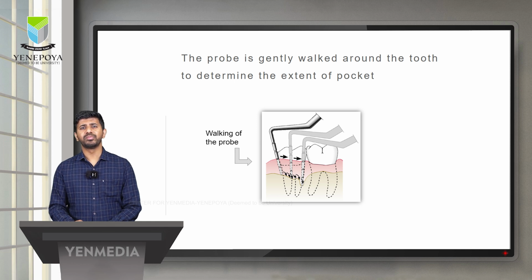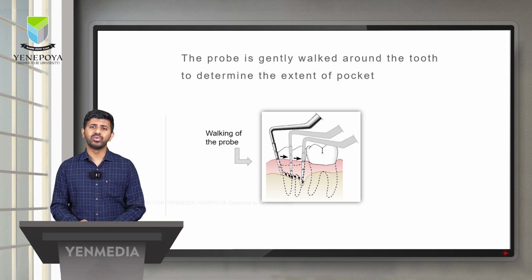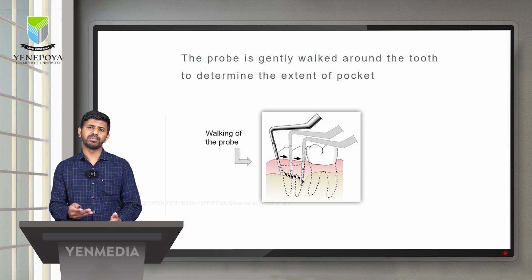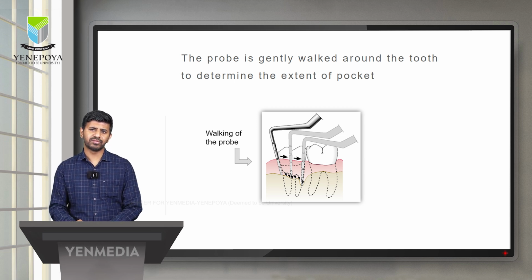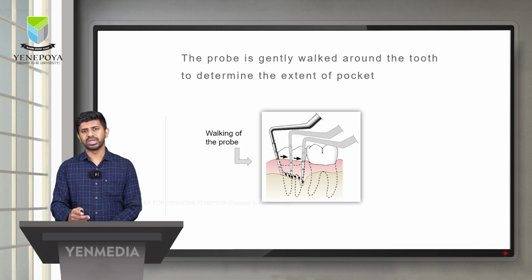So how do you check the pocket? We check bleeding of the gums by running the probe around the soft tissue, that is, the gums. Whereas if you have to make sure whether the pocket is proper or not, whether it's existing or not, we need to walk the probe.